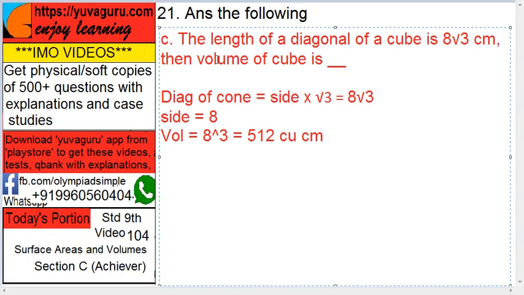Now what is the volume of the cube then? Volume of cube is side cube. 8 into 8 into 8. That becomes 512.